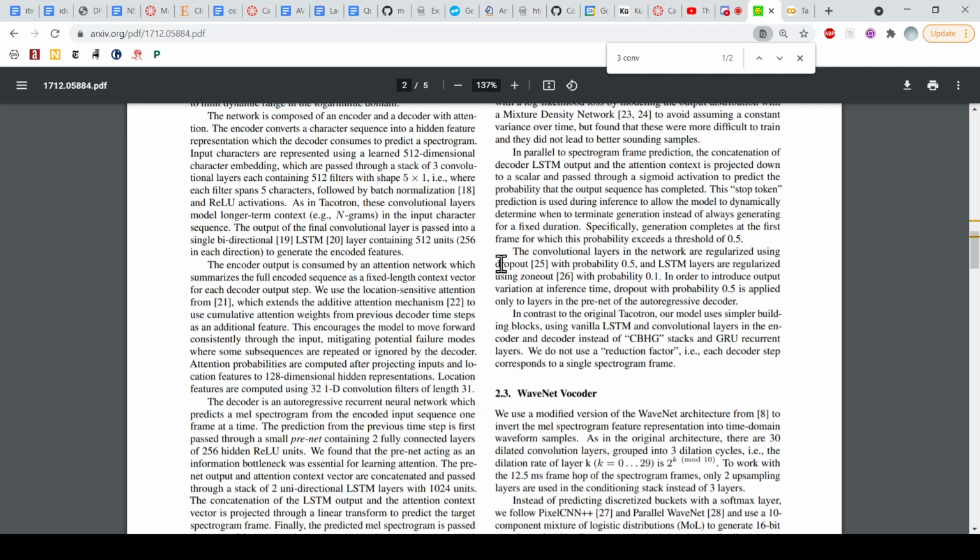Attention probabilities are computed after projecting inputs and location features to 128-dimensional hidden representations. Location features are computed using 32 1D convolutional filters of length 31. 31 is an interesting number, especially when it's 32 one-dimensional filters. Don't know why they'd use 31, but maybe they'll talk about it.